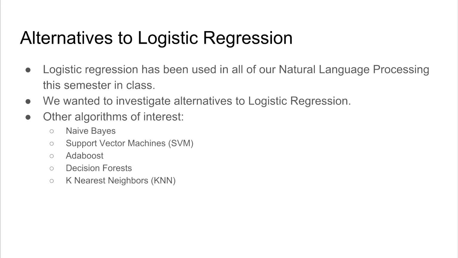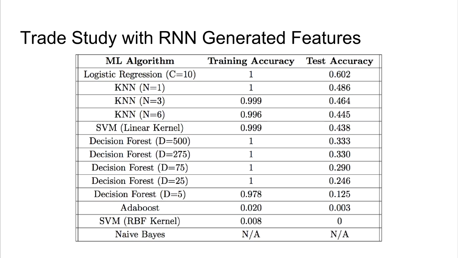Some other algorithms that we looked at are ones that we saw during this class in machine learning, like naive Bayes, support vector machines, AdaBoost, decision forest, and k-nearest neighbors. So when we look at the results, we can see that nothing was able to beat logistic regression as far as its accuracy on the test data.